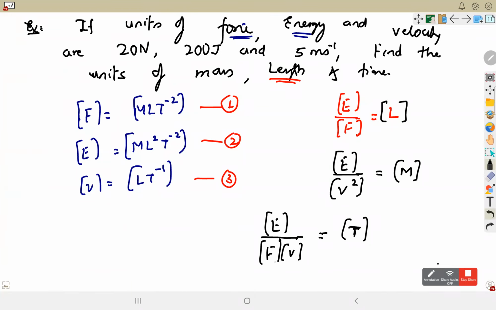Come again. Sir, we already found the value of L using the first, by dividing E by F, sir, and we also know the value of V, sir. So we can put these values in the third equation, and the value of T, v raised to power -1 will come. Right, that is what I did, I just did it in the form of dimensions.